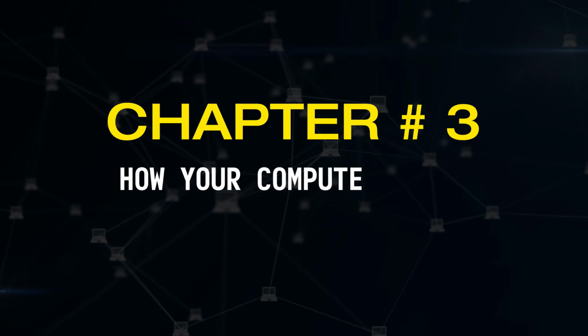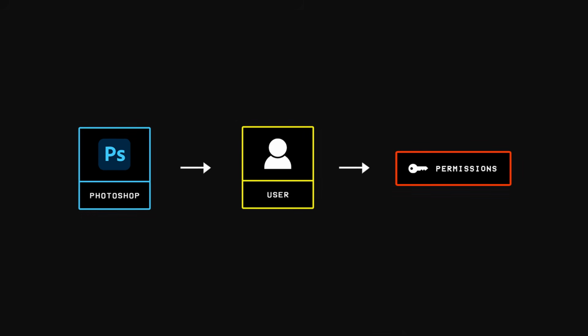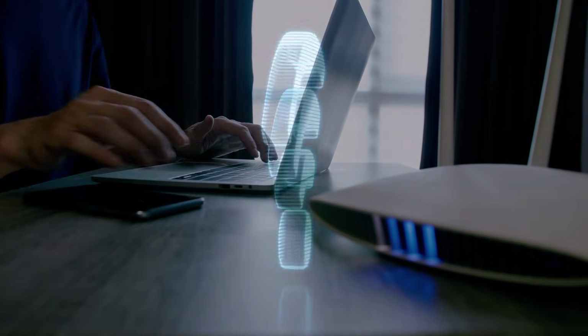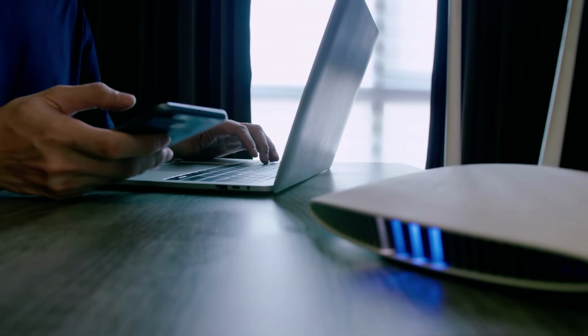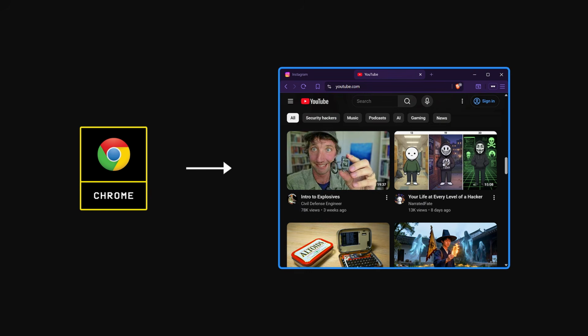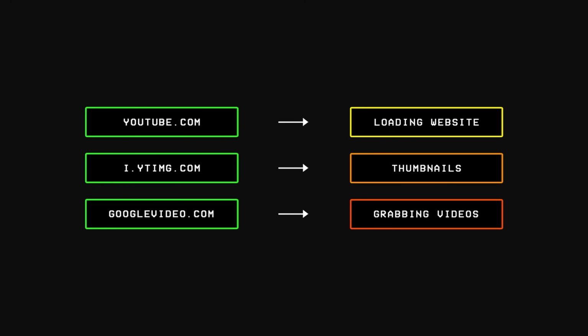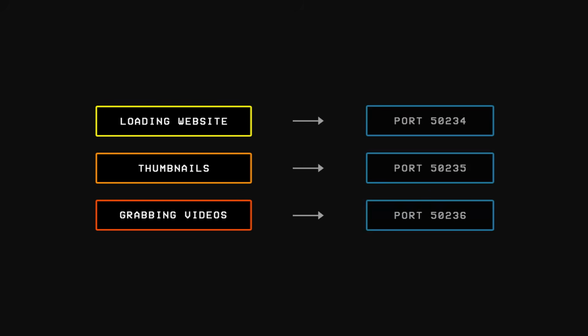Chapter number 3, How Your Computer Talks to the World. Okay, so now that we know how programs run on your computer and what they're allowed to do, there's one last thing you need to understand, which is how your computer actually communicates with the rest of the world over the internet. You see, every time you open a website, your browser opens multiple connections to the outside world behind the scenes, like youtube.com for loading the website, YT-image for loading thumbnails, or Google Video for grabbing the videos, and each of these connections is assigned something called a local port number, which is essentially how your operating system keeps track of hundreds of connections without getting them all mixed up.